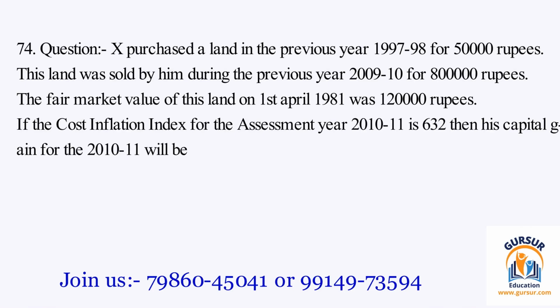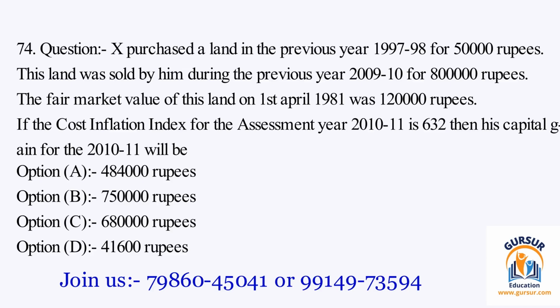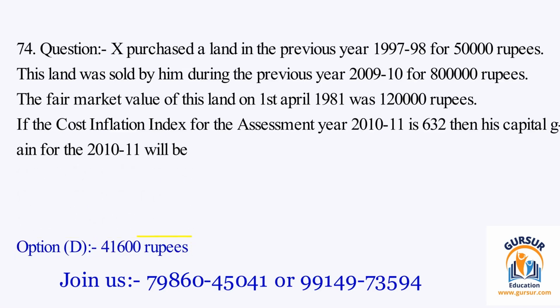Question number 74. X purchased a land in the previous year 1997-98 for 50,000 rupees. This land was sold by him during the previous year 2009-10 for 800,000 rupees. The fair market value of this land on the 1st of April 1981 was 120,000 rupees. If the cost inflation index for the assessment year 2010-11 is 632, then his capital gain for 2010-11 will be: Option A is 484,000 rupees. Option B is 750,000 rupees. Option C is 680,000 rupees. Option D is 41,600 rupees. The right answer of the question is option D, and that is 41,600 rupees.